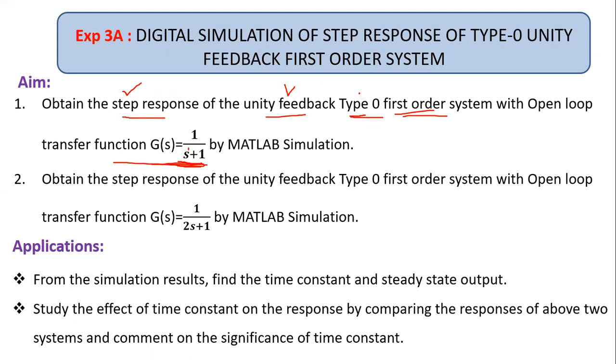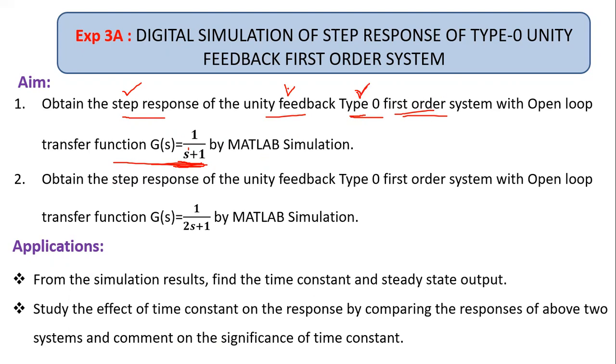And coming to the type 0, how we are identifying the type 0 means if you observe the pole locations, it will come as -1. So we are not having a pole at origin. The number of poles at origin is 0. If the number of poles at origin is 0, then that system we call it as a type 0 system. So what we are taking here is a type 0 first order system.